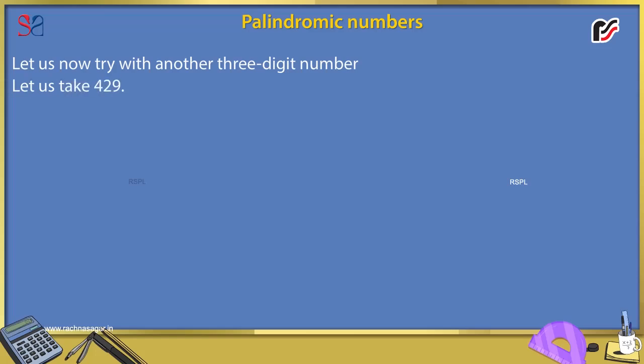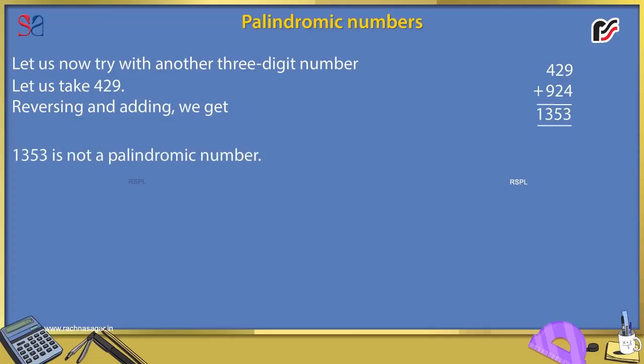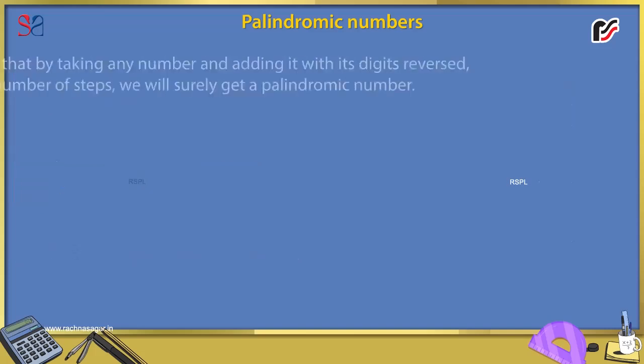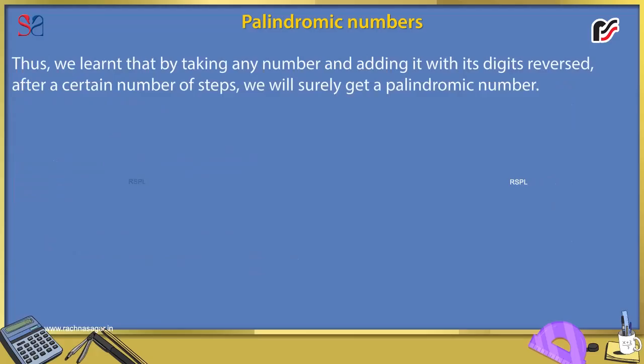Let us now try with another 3-digit number. Let us take 429. Reversing and adding, we get 429 plus 924 is equal to 1353. 1353 is not a palindromic number. Now again we reverse and add. We get 1353 plus 3531 is equal to 4884. Is 4884 a palindromic number? Yes, it is. Thus, we learned that by taking any number and adding it to its digits reversed, after a certain number of steps, we will surely get a palindromic number.